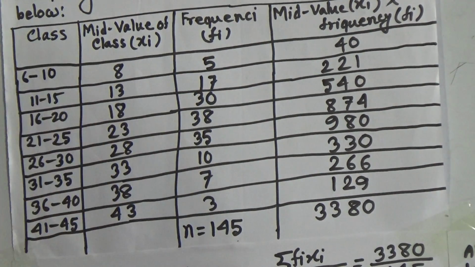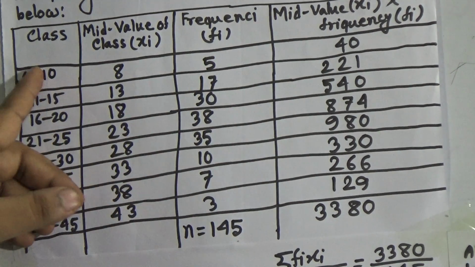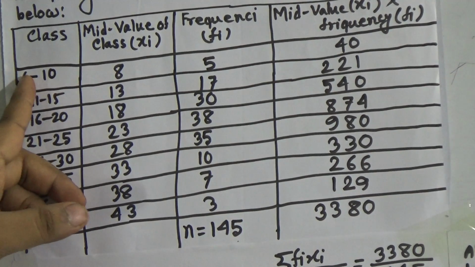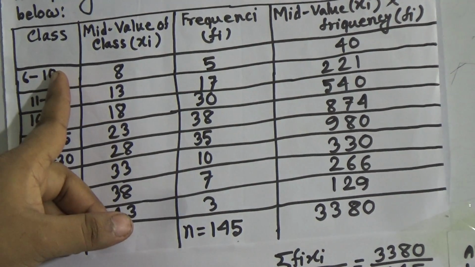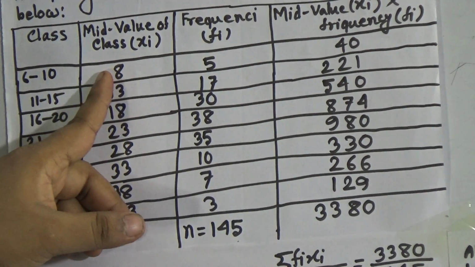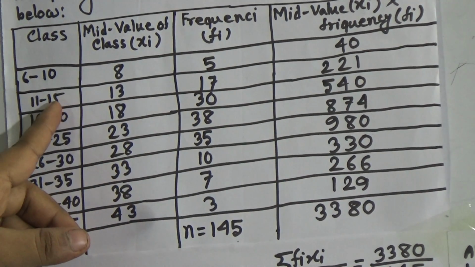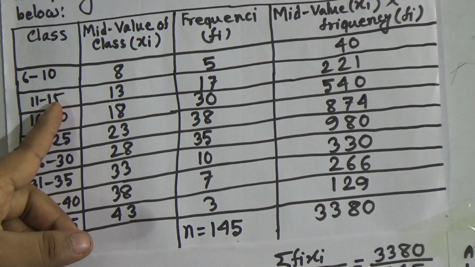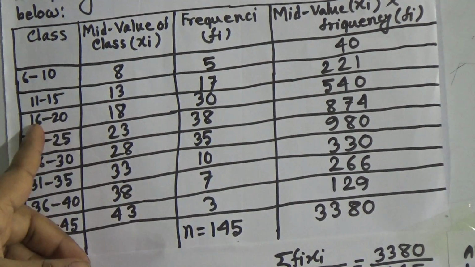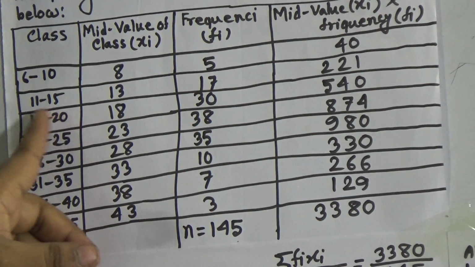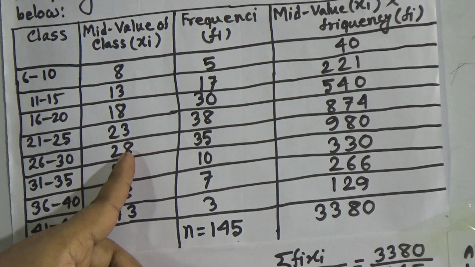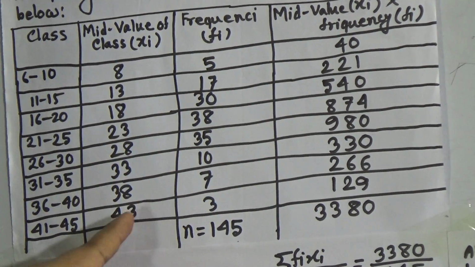And now we find out the mid value of each class. 6 to 10: at first we add 6 with 10, then we get 16. 16 divided by 2, we get 8. So the mid value of this class is 8. And 11 is added with 15 and we get 26. If we divide this 26 by 2, we get 13. Then 16, 20, we get 18. The mid value of this class is 23. In a similar way, 28, 33, 38, 43.